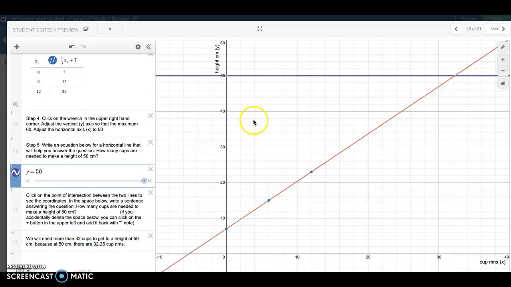So now your job is to do all of these things on the next slide as a way to practice using the Desmos graph, and then on the next slide after that you're going to solve a problem and use some of your own thinking.